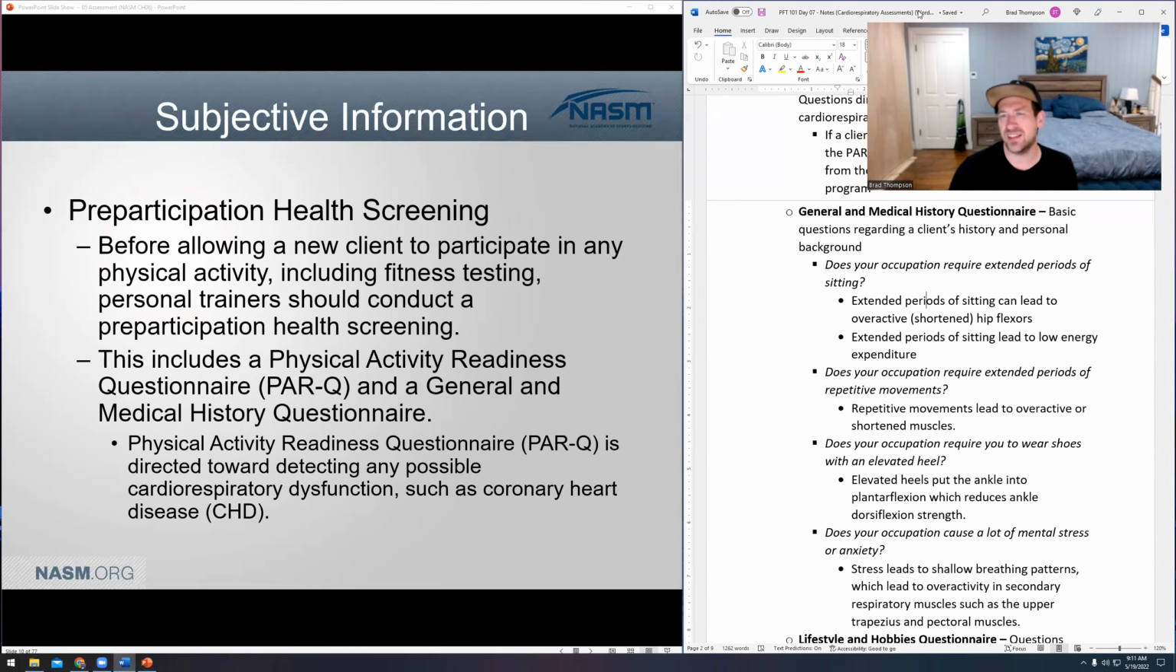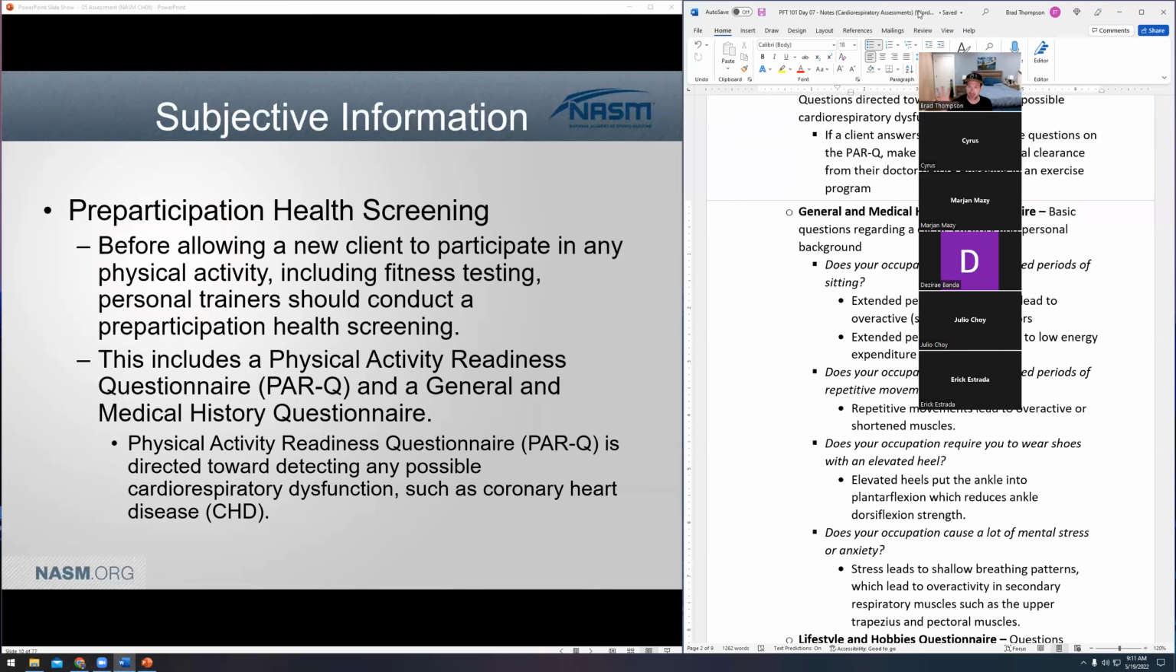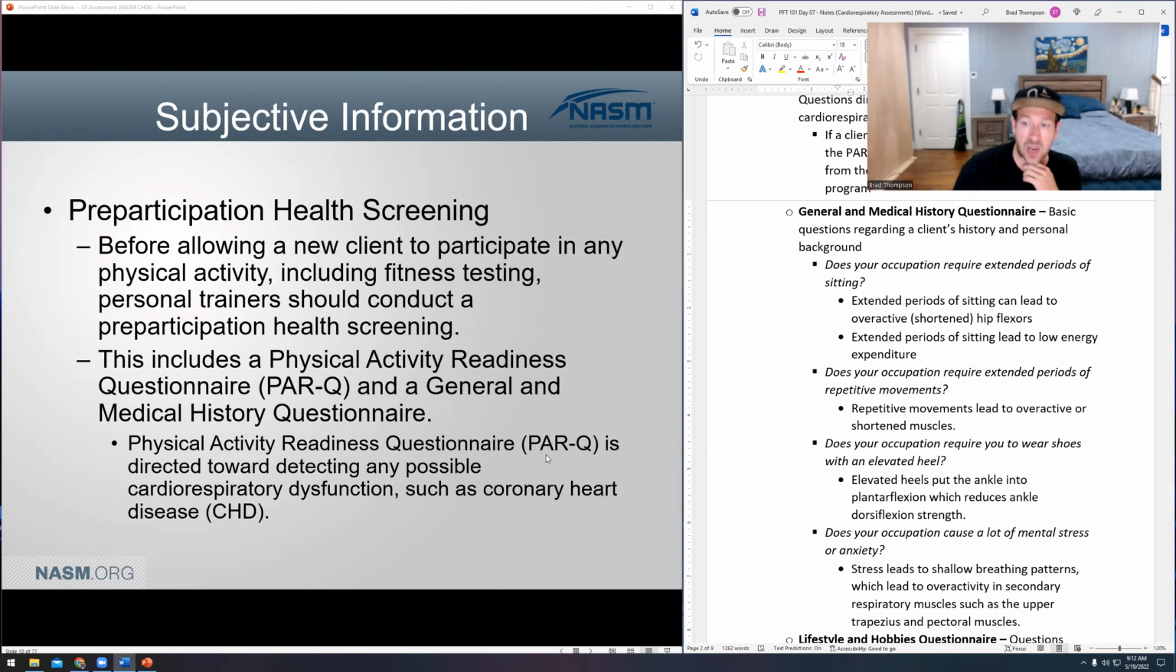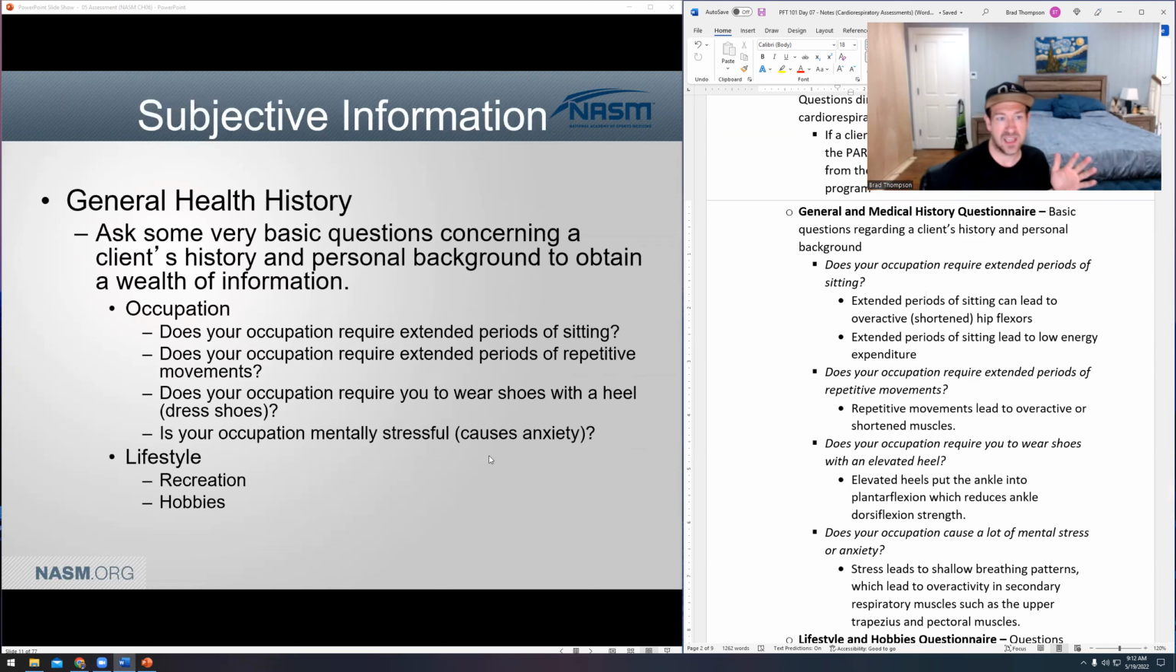Once you've done, and by the way, this takes 5 minutes out of your session time, right? Just get through that questionnaire as quickly as possible. Once you get through that questionnaire very quickly, now you're good to go and we can get into the more advanced stuff. So next we are going to get our health history questionnaire.